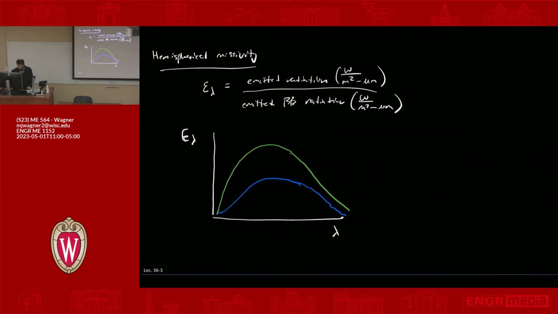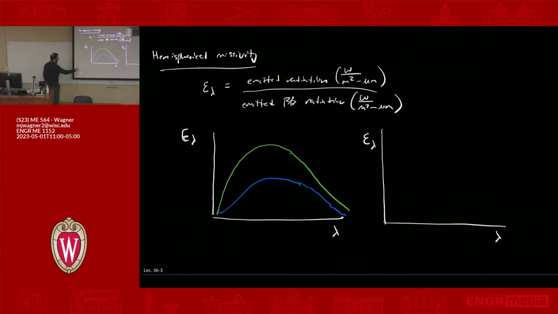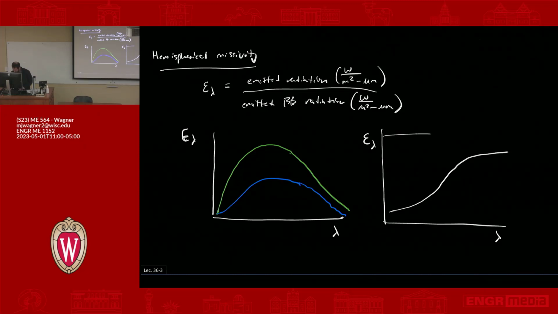So then if we actually plotted our emissivity, epsilon lambda, as a function of wavelength, in this example I've got a huge loss here. Here it's maybe a little bit less, and here it's sort of approaching the black body. So if I plotted that, it might actually look something like this, where this is 1, and this is the real epsilon lambda.